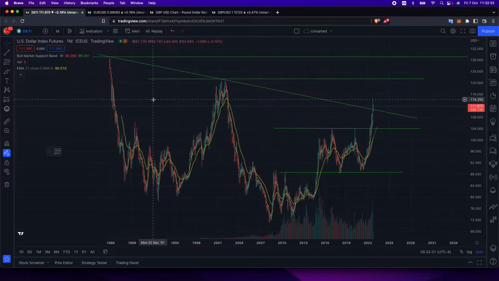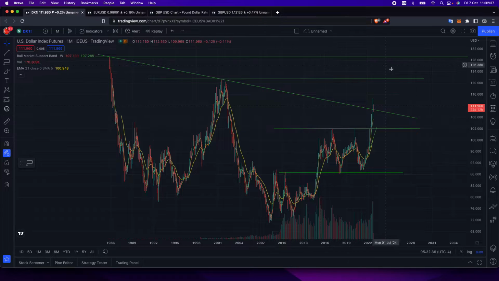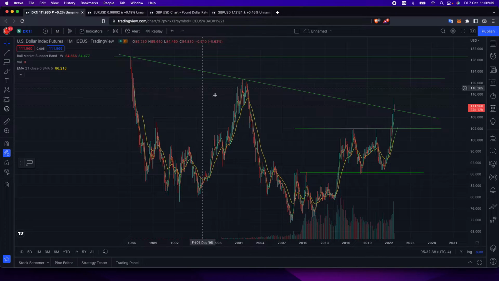Welcome back to another technical analysis video. Today we're going to be looking at the DXY, or the Dixie chart. Now, this is a very important chart because it compares the US dollar against a basket of 6 other currencies.